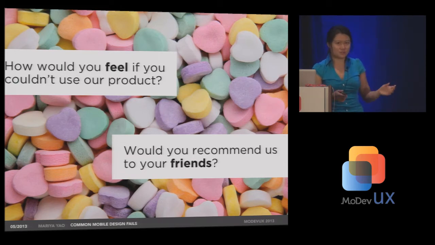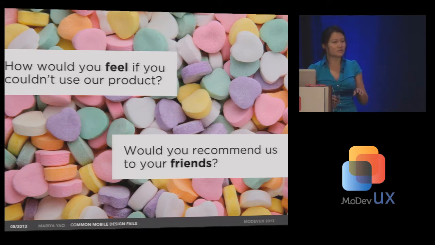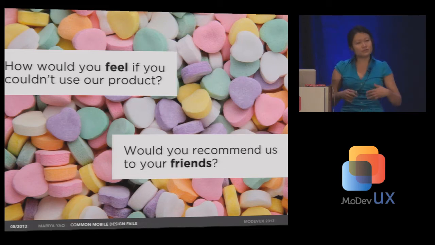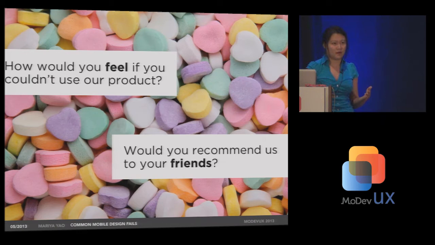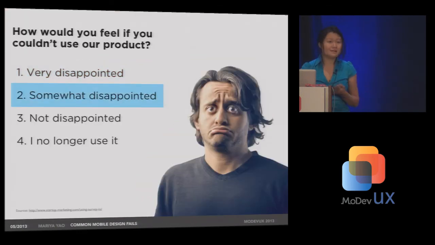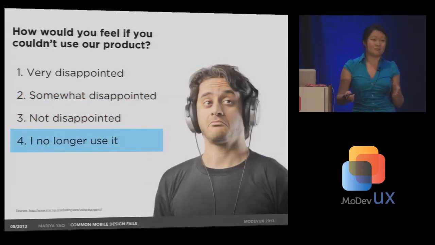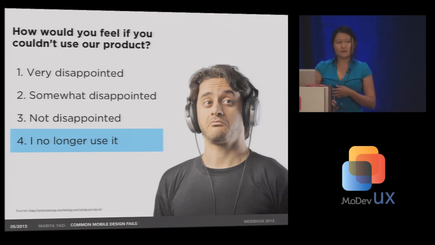So this first question was pioneered by a lot of lean startup advocates like Hiten Shah and Sean Ellis, and it works like this. Let's think about your current product and service. If I were to ask you, how would your users feel if they couldn't use your product? Would you say that they were very disappointed, somewhat disappointed, not disappointed, or completely apathetic because they stopped using your product a long time ago?